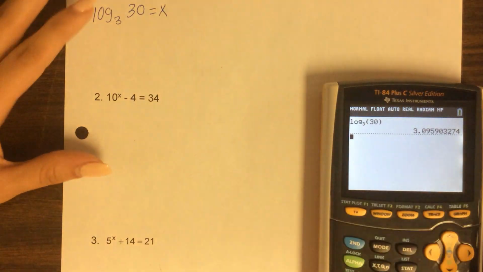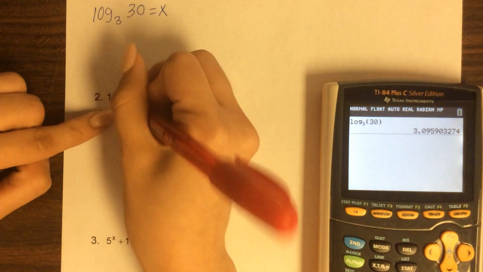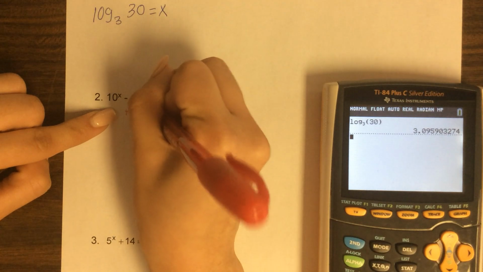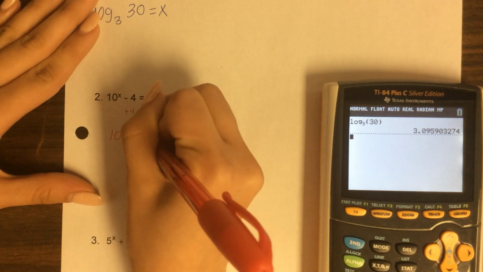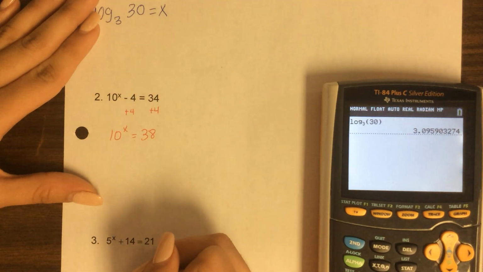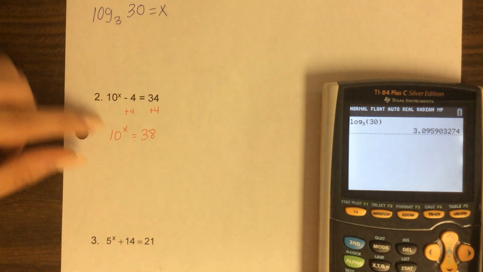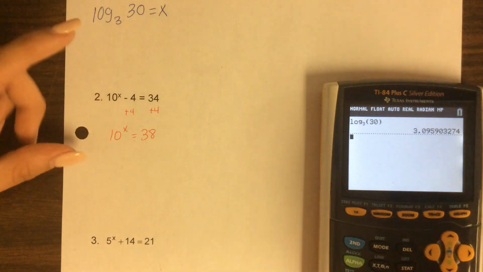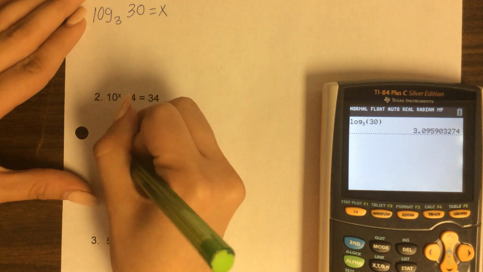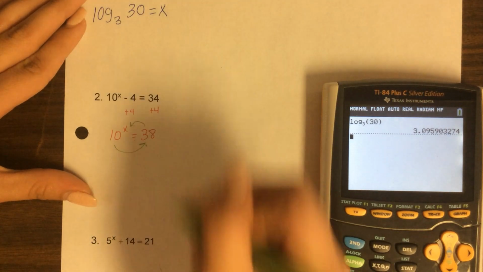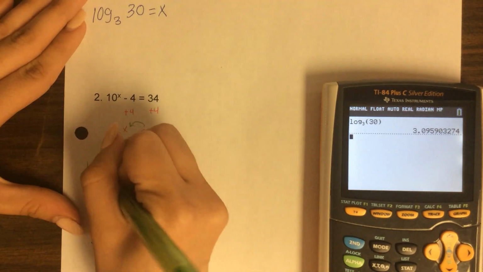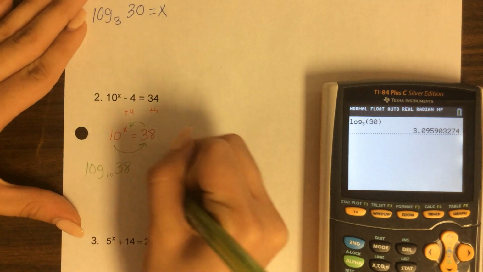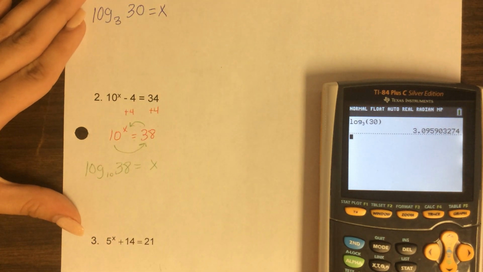Alright, so the first thing I want to do with this one right here is add 4 to both sides. 10^x is equal to 38. And so what I want to do now is convert this into the wheel thing again. So let's go ahead and do that. Log base 10 of 38 is equal to my x.